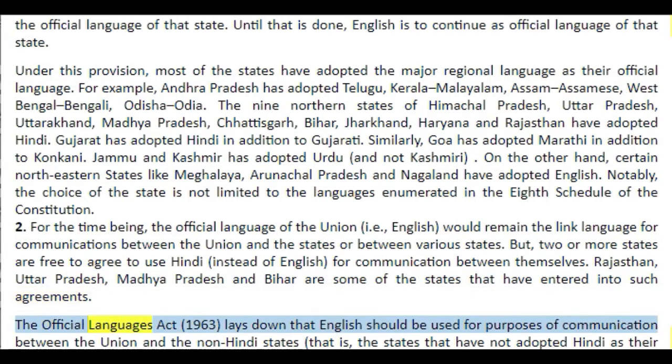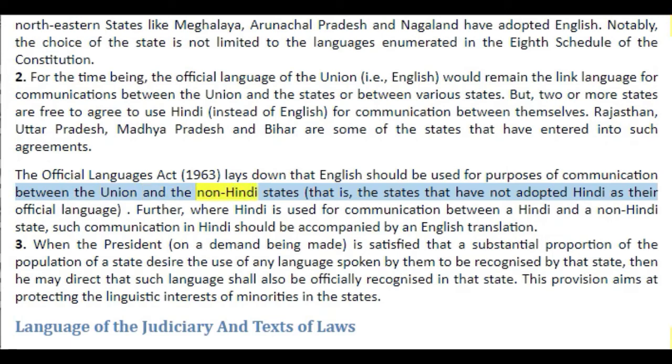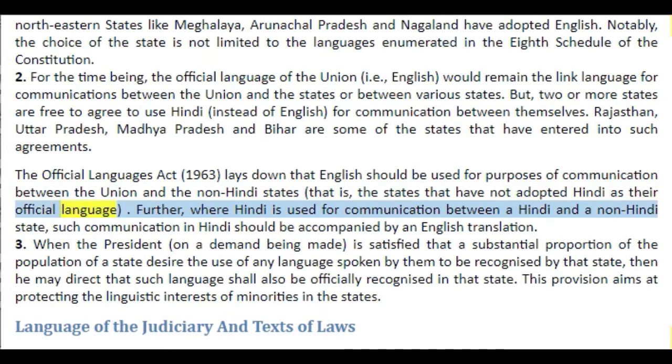The Official Languages Act, 1963, lays down that English should be used for purposes of communication between the Union and the non-Hindi states, that is, the states that have not adopted Hindi as their official language. Further, where Hindi is used for communication between a Hindi and a non-Hindi state, such communication in Hindi should be accompanied by an English translation.